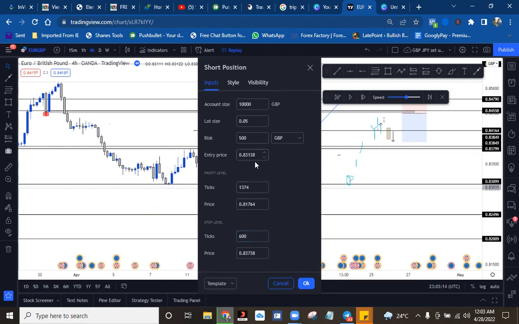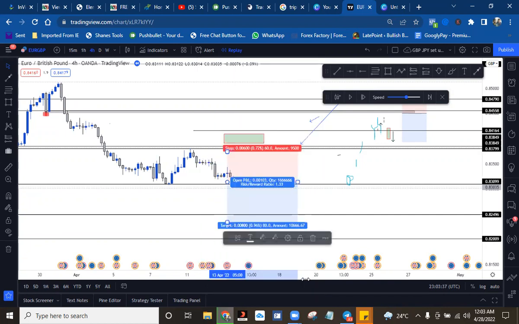So if I want to target 1,000 pips, that's too much. Okay, if I want to target 80 pips, what should I put here for 80 pips? I just want to make sure you understand it so that when you start using it, it's going to be easy for you. 800. If I click OK, so I'm targeting 80 pips.